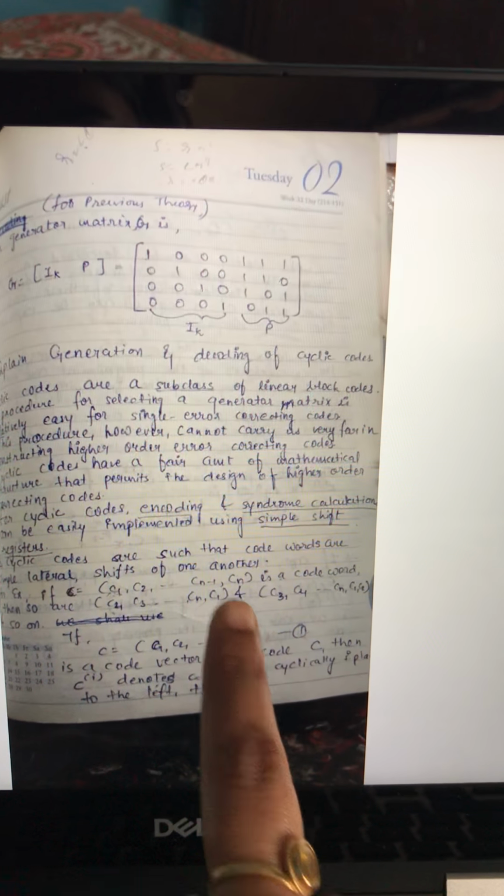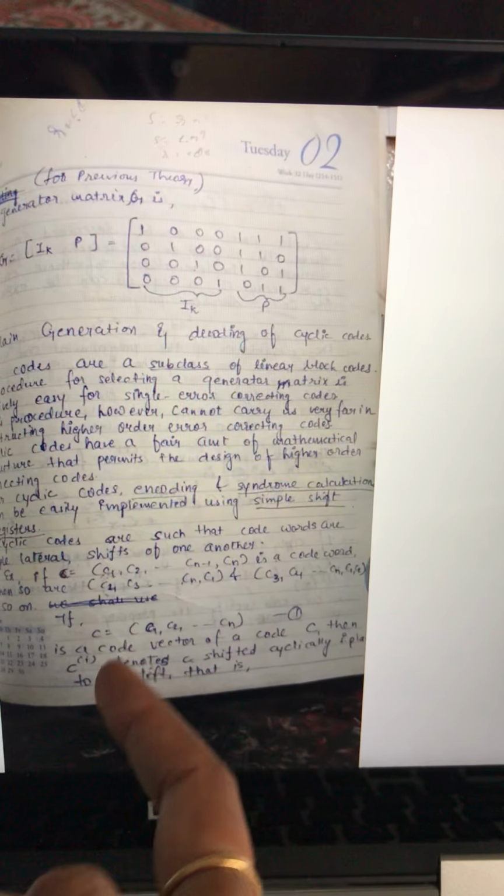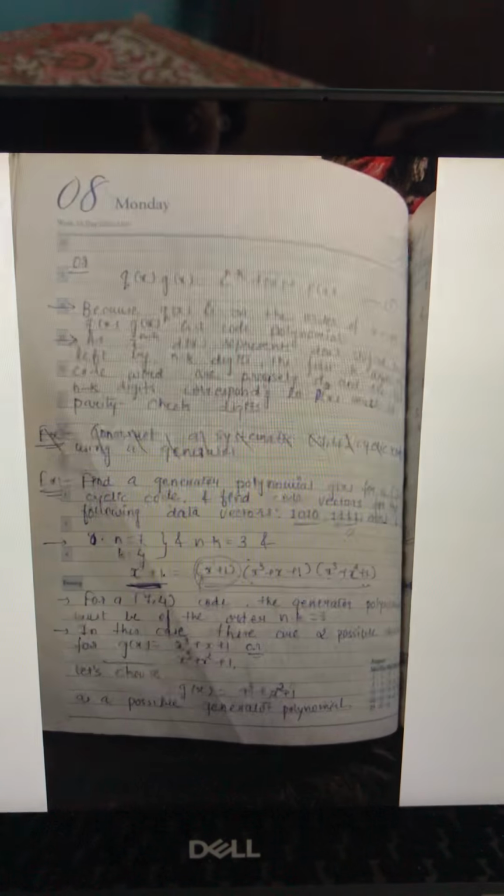Now for the cyclic code there is encoding, syndrome calculation, and simple shift registers are also there. See, shift registers will help to shift this code cyclically to the left side, to the left move. Okay, now we have to understand the basics of it for calculating the numericals.